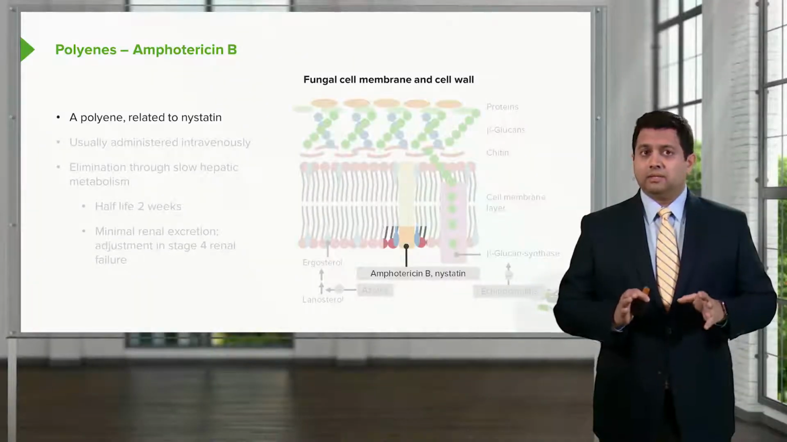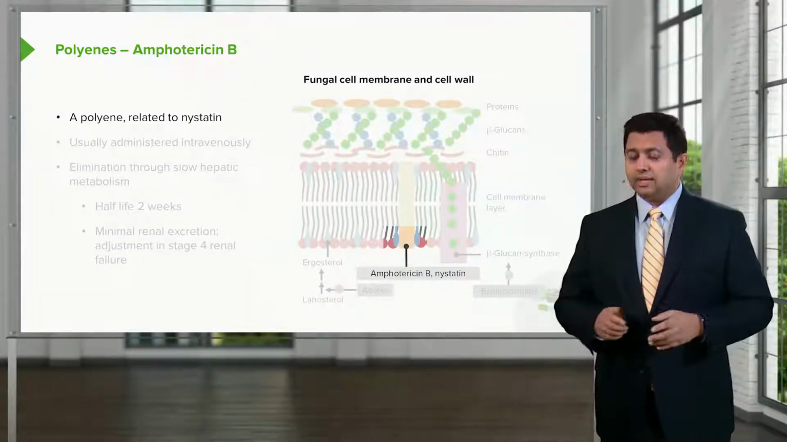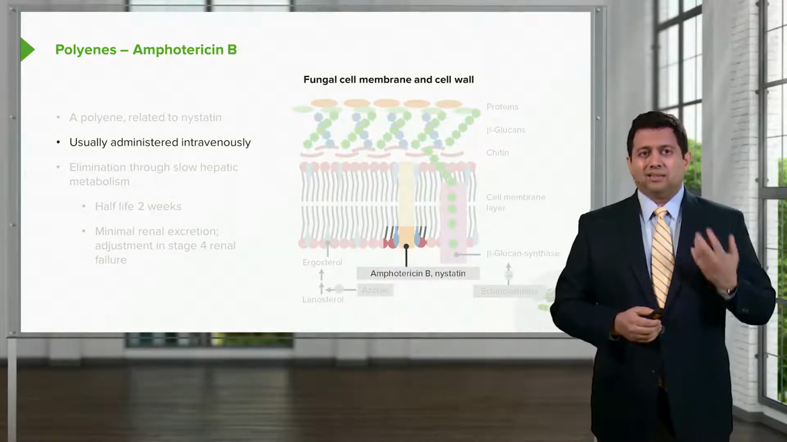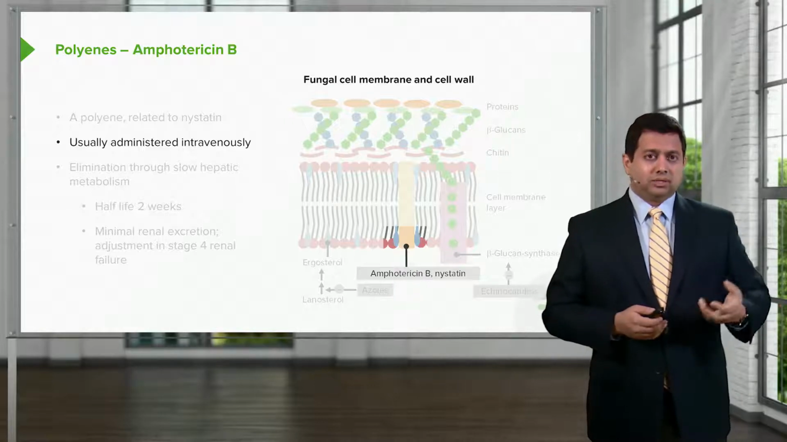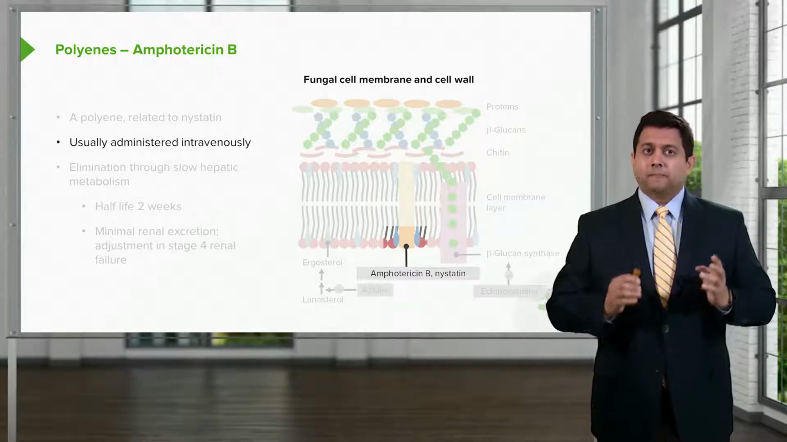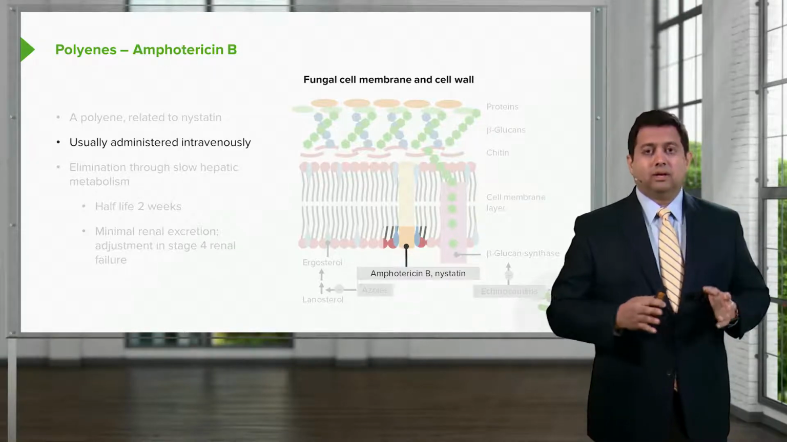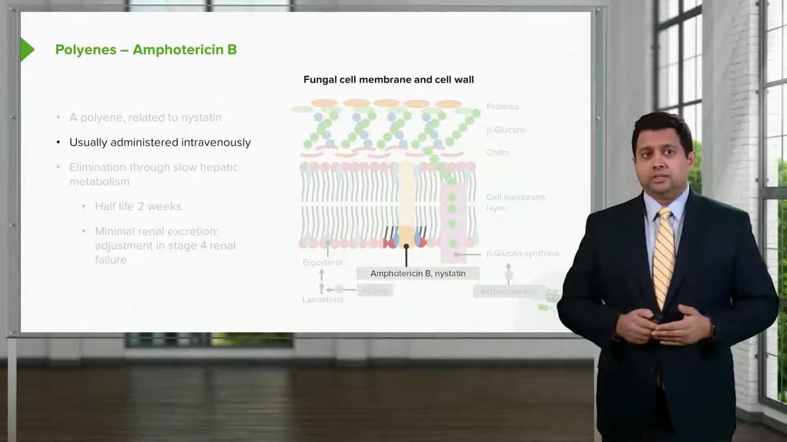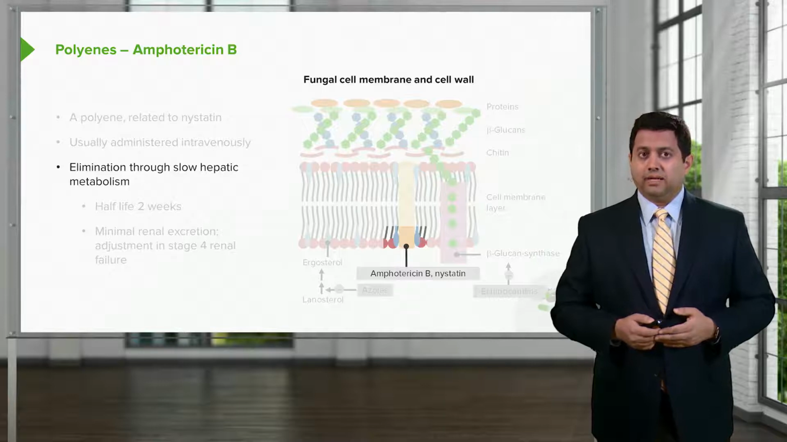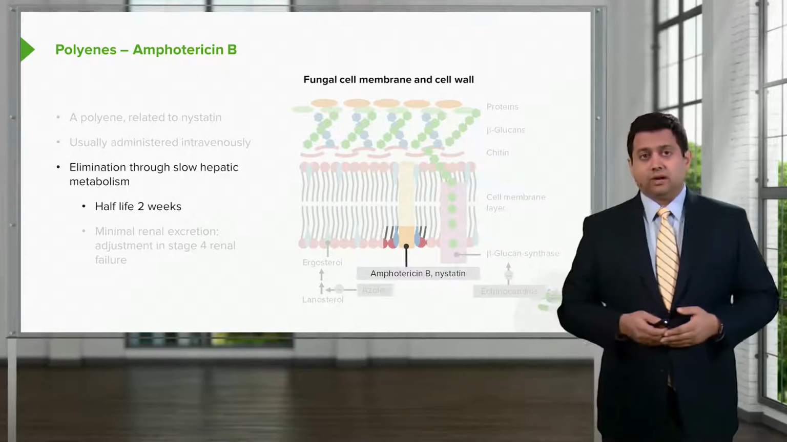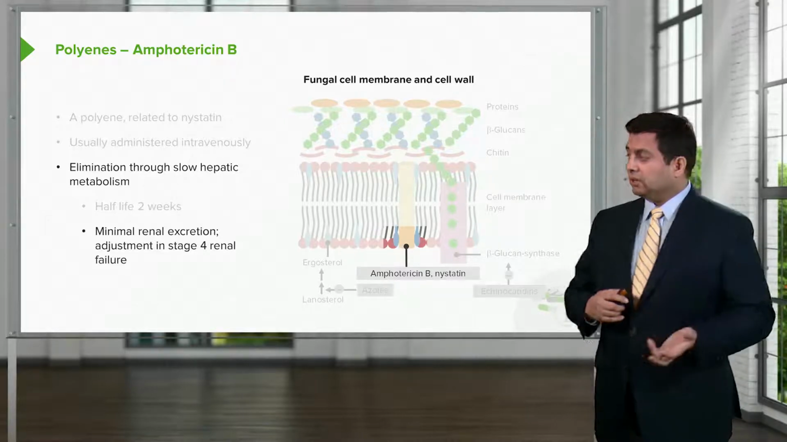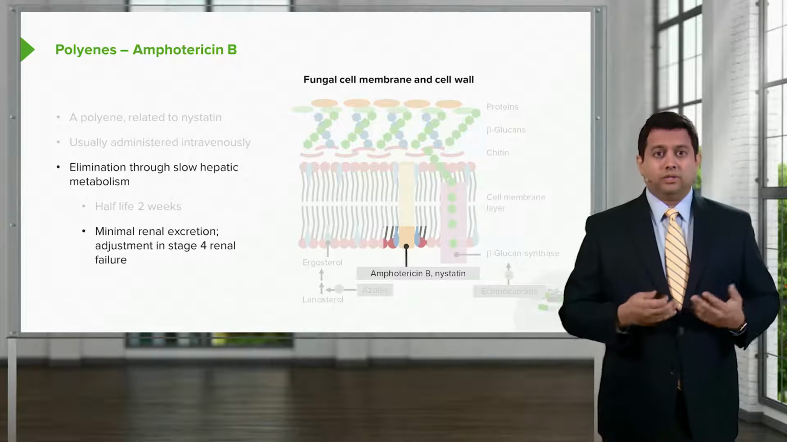Now, amphotericin B is a polyene and it is related to nystatin, but it's usually intravenously administered. Nystatin is usually what we call topical, and so it's a gargling kind of an agent that we use in oral candidiasis. Amphotericin B is an intravenous drug and it's used for much more serious infections. It's eliminated through the slow hepatic metabolism of it, and its half-life is therefore quite long at 2 weeks. It has minimal renal excretion, but we do make small adjustments to this medication in class 4 or stage 4 renal failure.